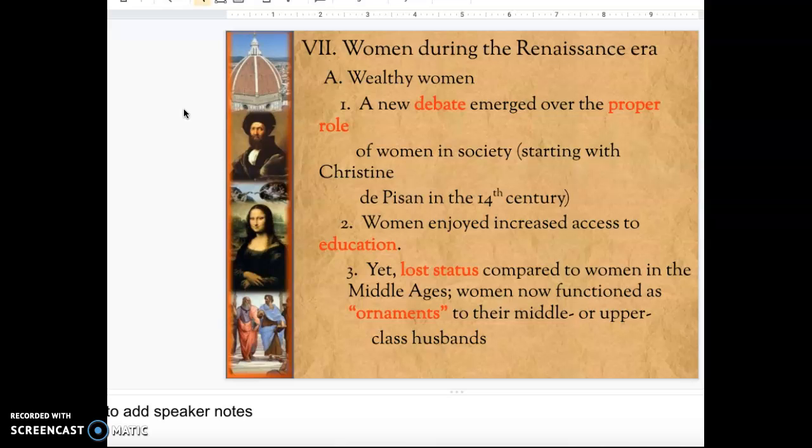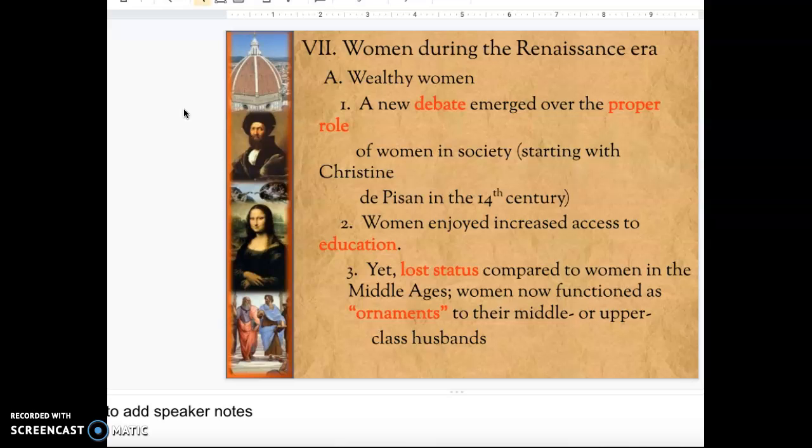Querelle, then DES, and then femme is FEMMES. Querelle des femmes, which basically means the woman question, okay? So we're looking at basically, what is the proper role of women in society?